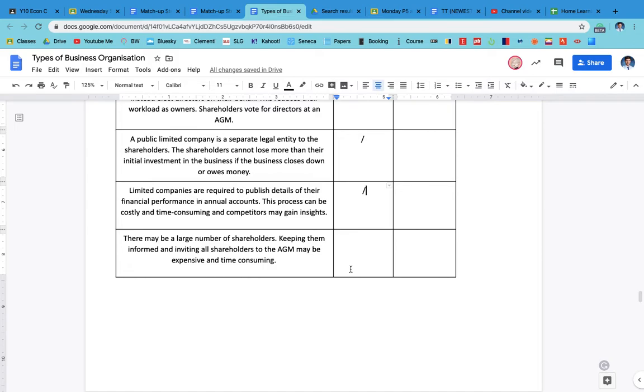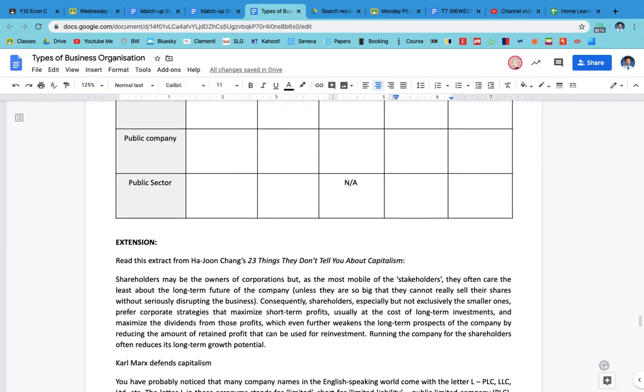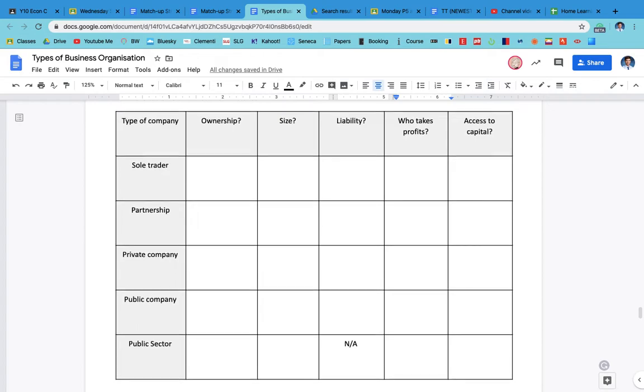There may be a large number of shareholders. Keeping them all informed may be expensive. Yep. Okay. So we're obviously going to have thousands, possibly millions of shareholders, and keeping them all informed could be very expensive. Okay. Right. To wrap this video up then, so we've got a summary table.